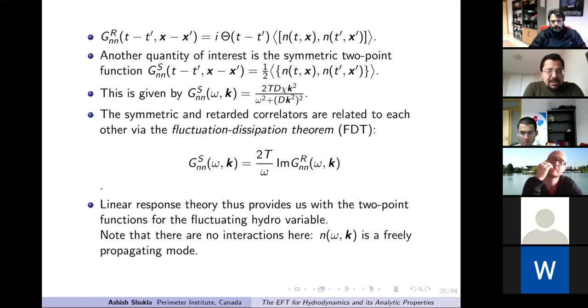So what linear response theory does is that it provides us with the 2-point functions for fluctuating hydrodynamic variables. The most salient point to note here is that there are no interactions. So these fluctuations n of omega comma k are like freely propagating modes. If you are doing standard quantum field theory, it would be like looking at the free part of the action. So this is what linear response theory is doing: linearize the equations of motion, which are del mu j mu equal to 0, or if we were also including the energy momentum fluctuations, then del mu T mu nu equal to 0, and just solve these linearized equations using first order time dependent perturbation theory and compute your retarded and symmetric 2-point functions.